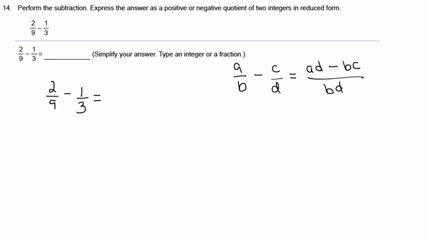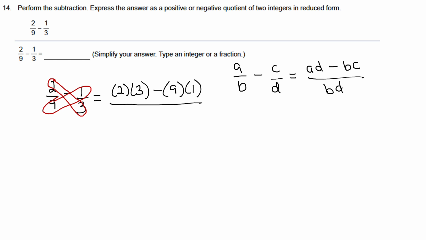So the first step is to multiply a times d together. So that's 2 times 3. Then I'll subtract b times c, which is 9 times 1. Next, I'll place that over b times d, which is 9 times 3.